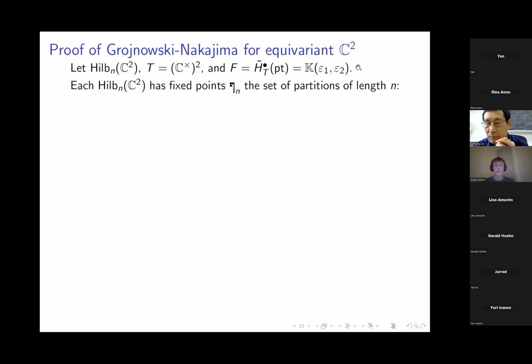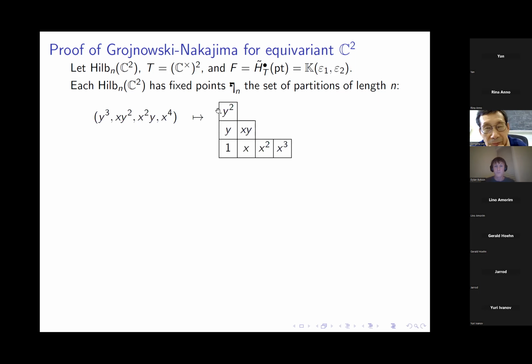So in this setting, we're able to use the localization theorem for equivariant homology or cohomology in order to give a very nice explicit combinatorial description of the vector space and see that it really looks like the Fock module we wanted it to be. So the statement is that for each n, if we look at the fixed points of Hilbert C2 under this torus action, which naturally acts on Hilbert because it acts on the underlying variety, the fixed points in Hilbert will be identified with the set of partitions of length n.